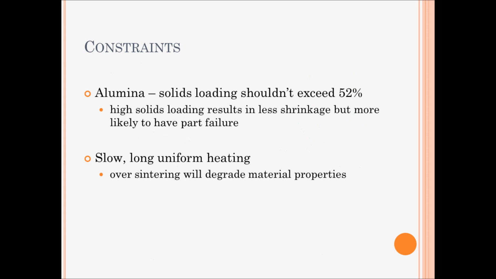Acceptable maximum and minimum values depend on length of sintering and solids loading volume percent. For alumina, the probability of molding failure greatly increases for anything over 52%, but too little solids loading may affect jetting. To reduce shrinkage gradients, slow and long uniform heating should be applied. Careful not to over-sinter or the material's properties will degrade.